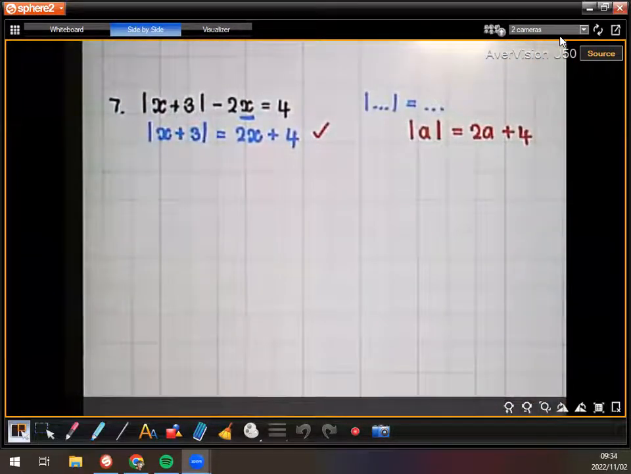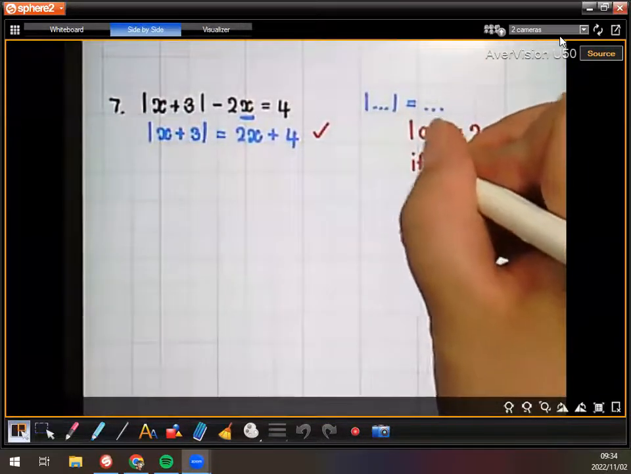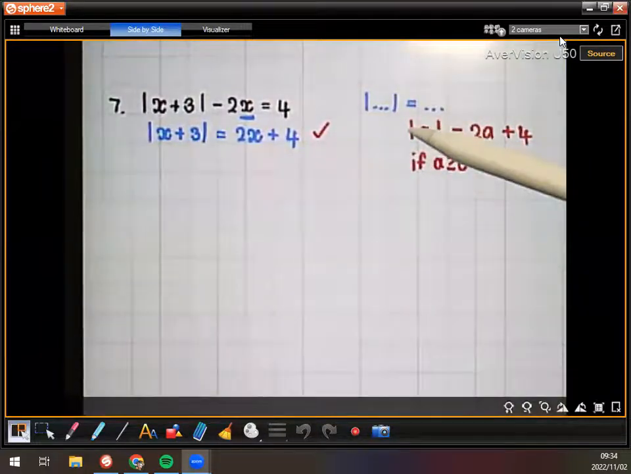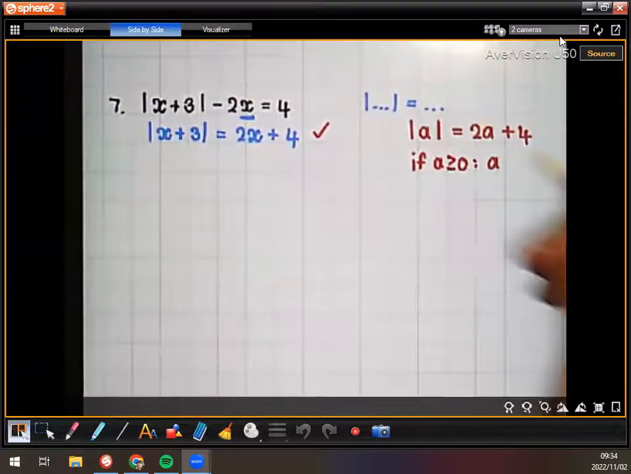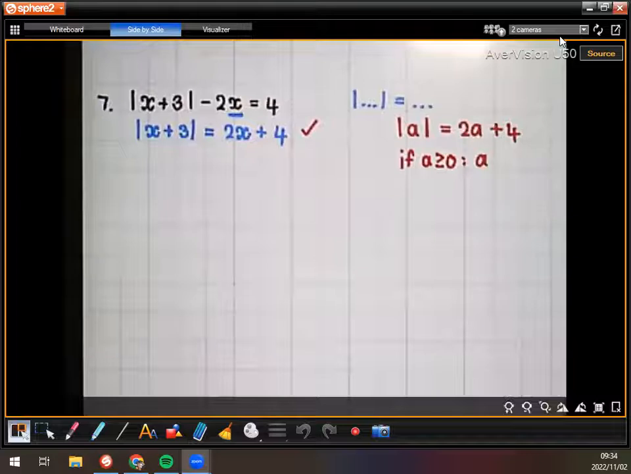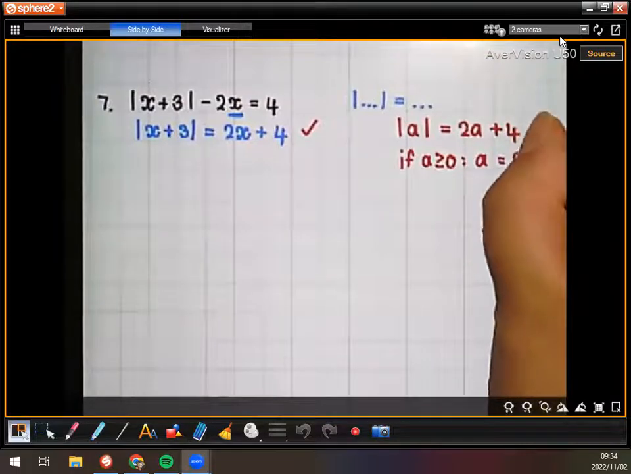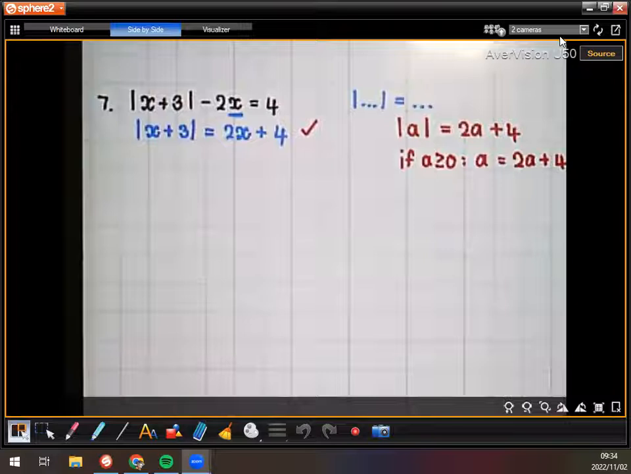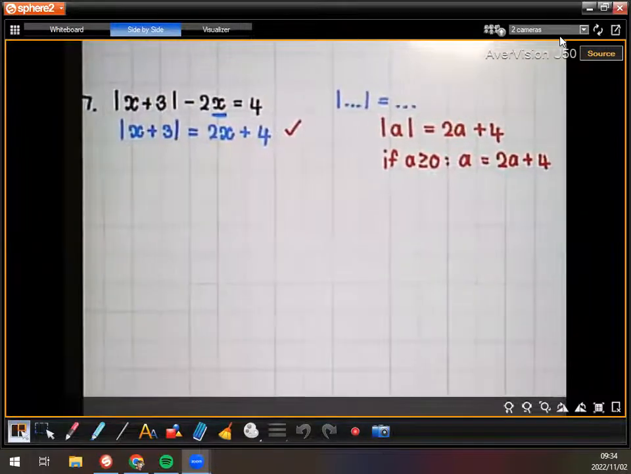Okay, if that was the question, that looks like the one that we just did, right? You would say, okay, if A is positive or equal to 0, what is the absolute value of A then? If A is positive, the absolute value of A is A. You need to memorize that definition, guys. We can use it all the time. And that will then be equal to 2A plus 4.